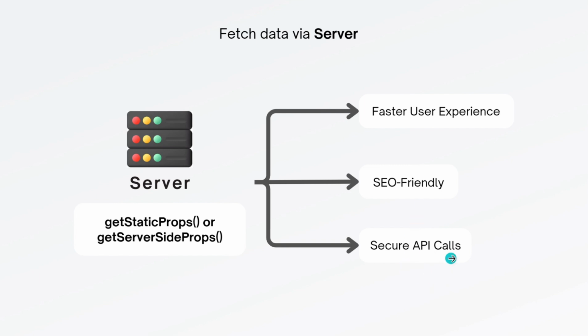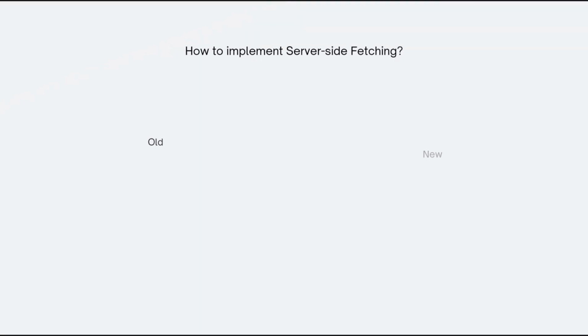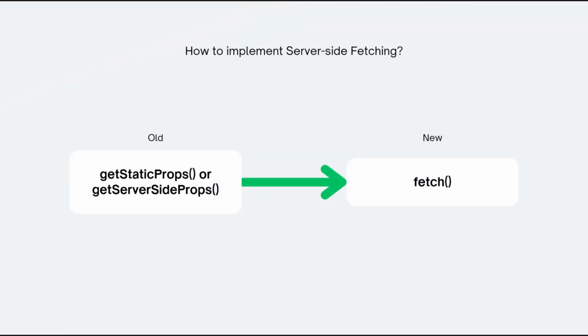And also, it has more secure API calls, in which server-side fetching keeps API credentials and sensitive operations hidden from users, since everything happens in the backend. Now let's look at how to implement server-side fetching in Next.js. Previously, in the older versions of Next.js, we used getStaticProps or getServerSideProps in order to fetch data on the server. But in the newer versions of Next.js, you just need to use one function called fetch.